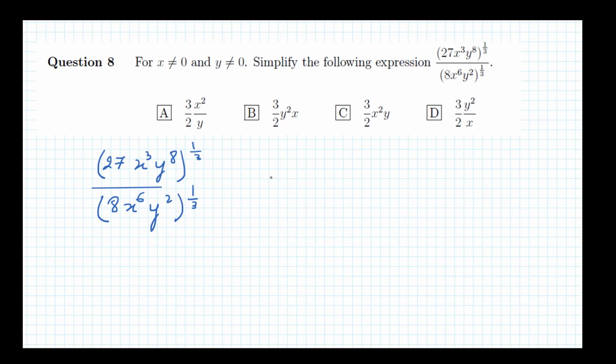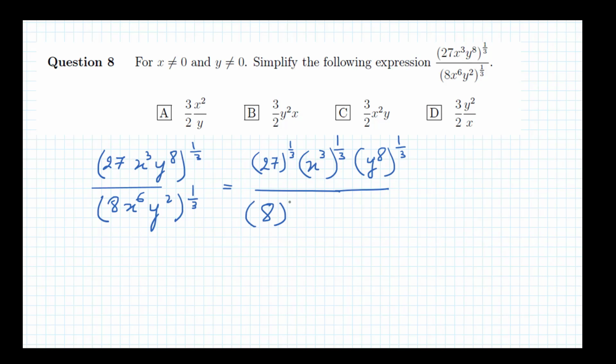In question 8, for x and y not equal to 0, we want to simplify the expression 27x cubed y to the 8, to the third, divided by 8x to the 6 y squared, to the power of third. So as a first step, we will distribute the power third in each of the numbers which are in the numerator. So we get 27 to the power of third, x to the 3 to the power of third, and y to the 8 to the power of third.